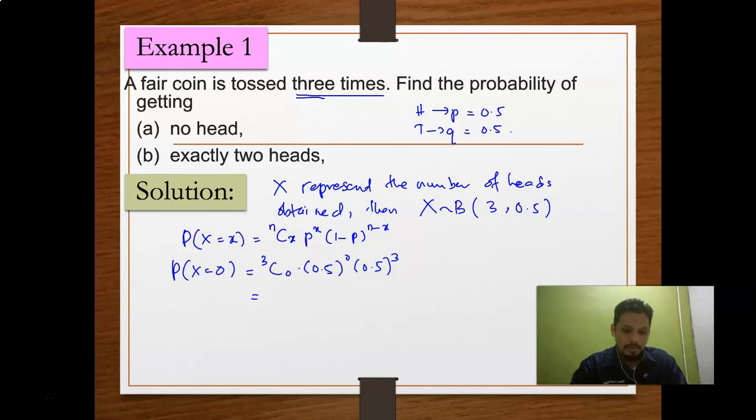3C0 multiplied with 0.5 to the power of 0 and 0.5 to the power of 3. As you see on the screen here now.